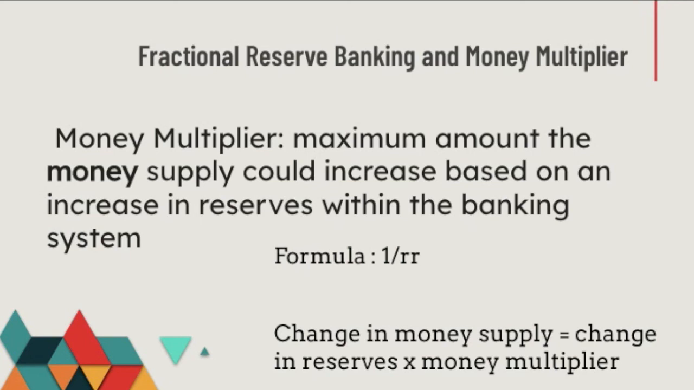The formula for calculating the money multiplier, the maximum amount the money supply could increase based on an increase in reserves within the banking system, is 1 over the reserve ratio. If your question is asking you to calculate the maximum change an increase in reserves is going to cause, then the formula you'll be using is change in money supply equals change in reserves times money multiplier.